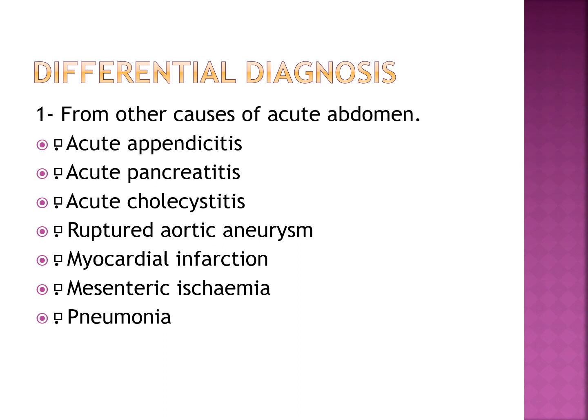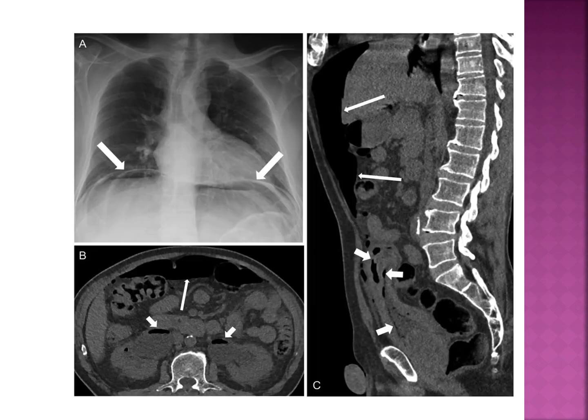Finally, pneumonia, basal pneumonia, can lead to upper right abdominal pain, and diminished breath sounds in the lung, on the affected lung, can also exclude the presence of pneumonia for the space.